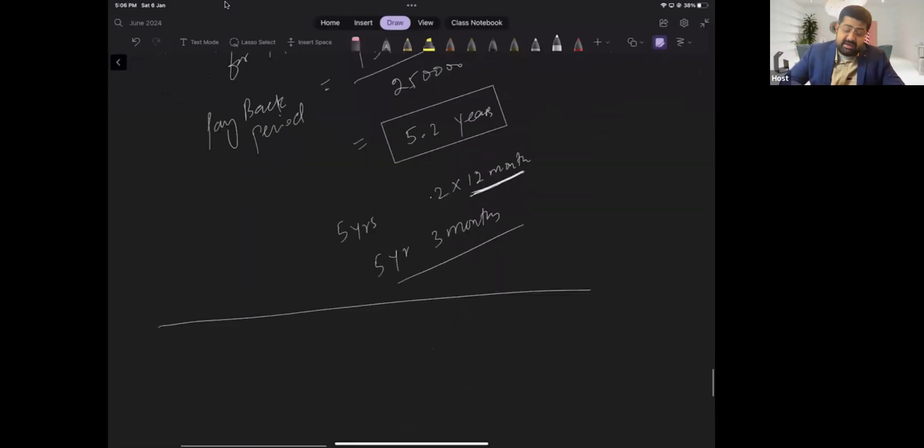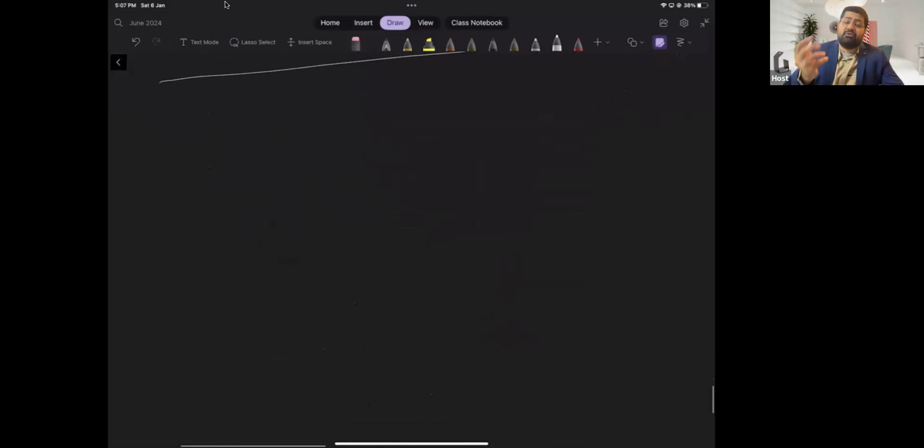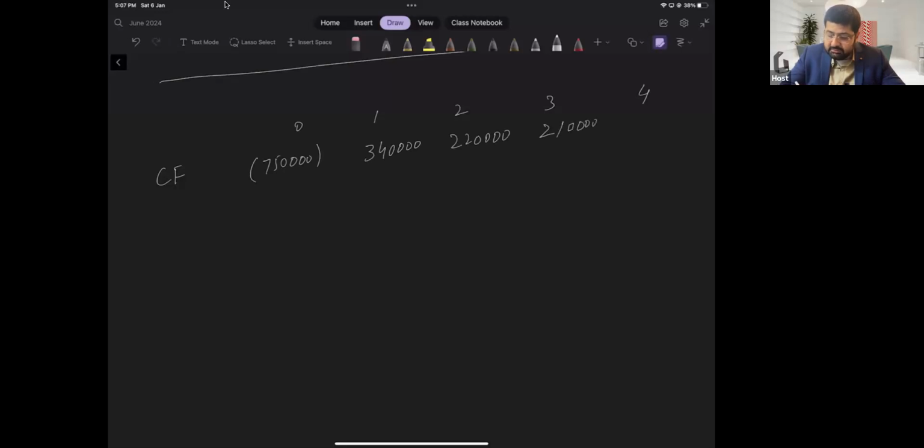But life is not that easy. Projects don't have the same cash flow every year. They don't. Rather, cash flows are different. Practically, this is the timeline, and these are the project cash flows. For example, initial investment is 750,000. And then cash inflows are 340,000, 220,000, 210,000, and 195,000.